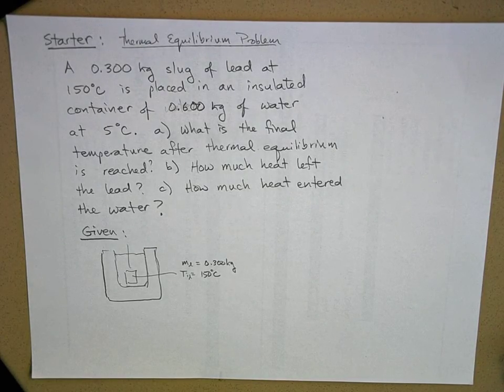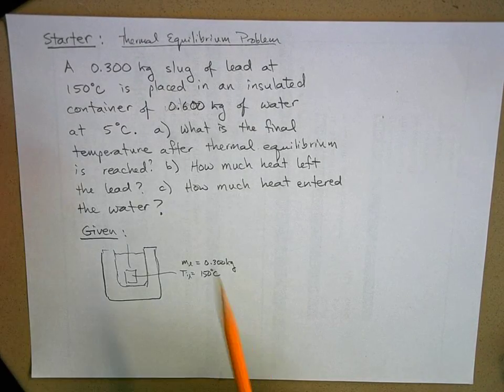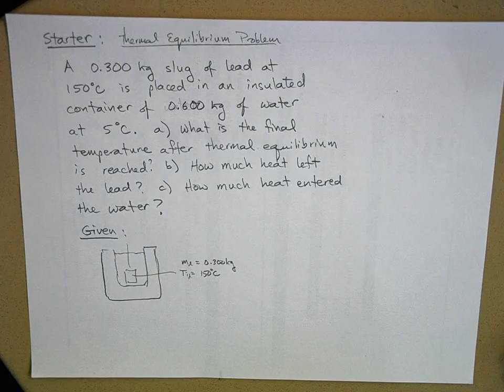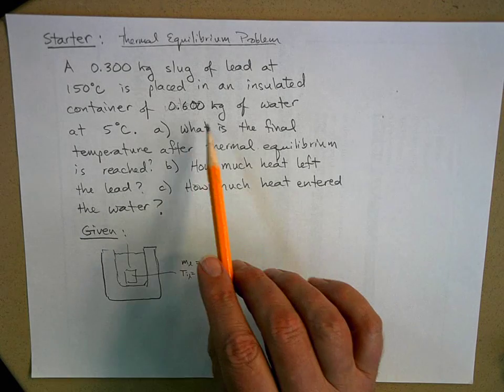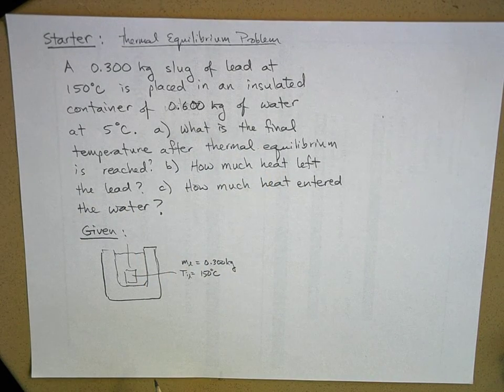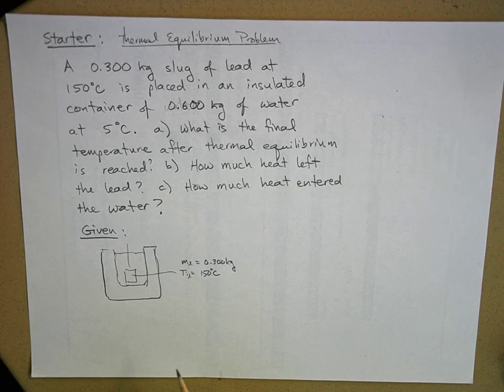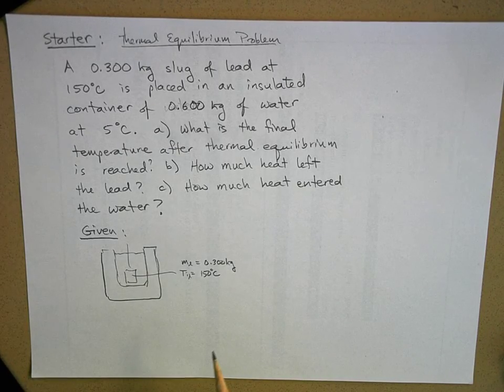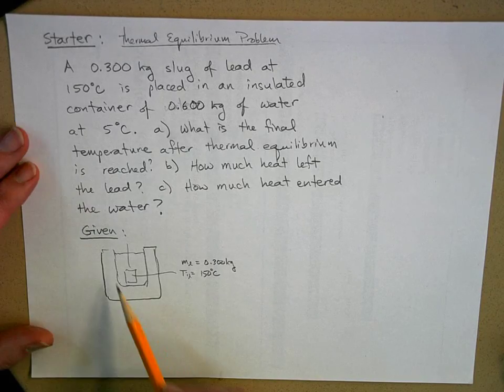Let's do a thermal equilibrium problem. We got a 0.3 kilogram slug of lead at 150 degrees Celsius. It's placed in an insulated container that holds 0.6 kilograms of water, and the water is at 5 degrees Celsius. What is the final temperature after thermal equilibrium is reached, and how much heat left the lead and how much heat entered the water?